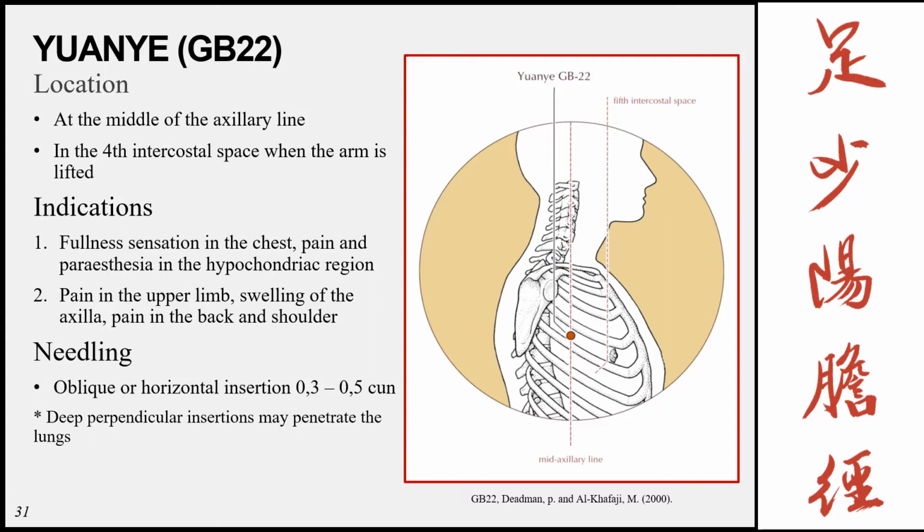This point can be used locally for fullness sensation in the chest, pain and paresthesia of the hypochondriac region, which is this region nearby, and then also for pain in the upper limb, swelling of the axilla, and pain in the back and shoulder. Our needling is either oblique or horizontal insertion, 0.3 to 0.5 tsun. And then the caution here is against deep perpendicular insertions or deep oblique insertions, as both of these could penetrate the lungs.